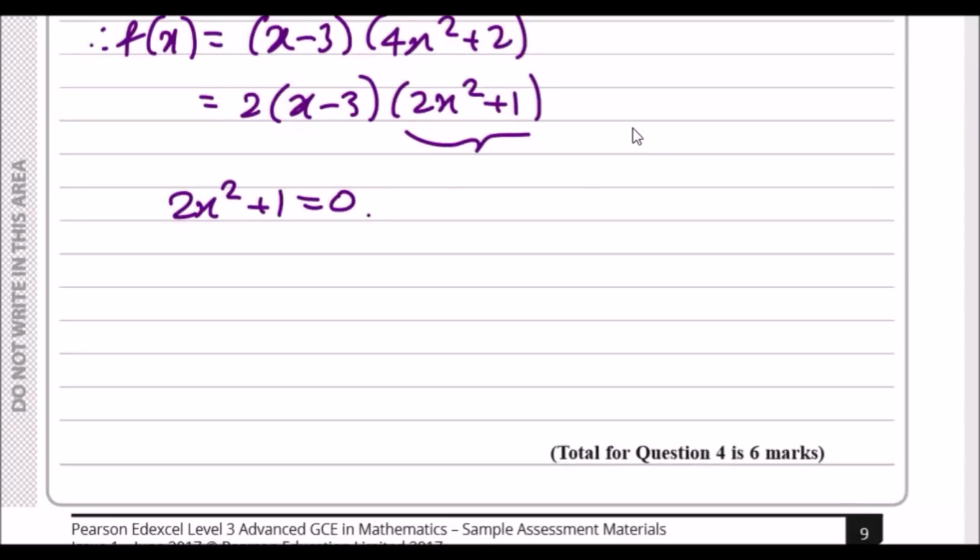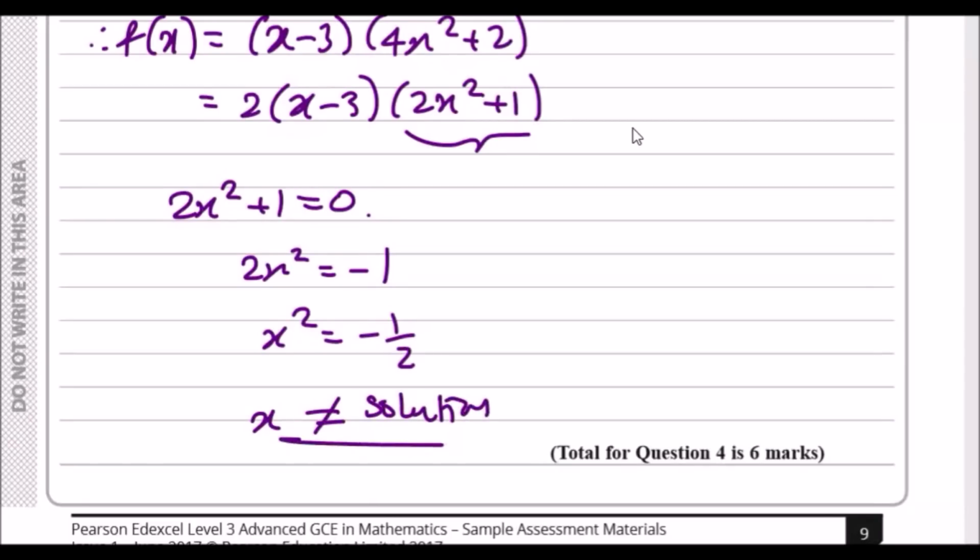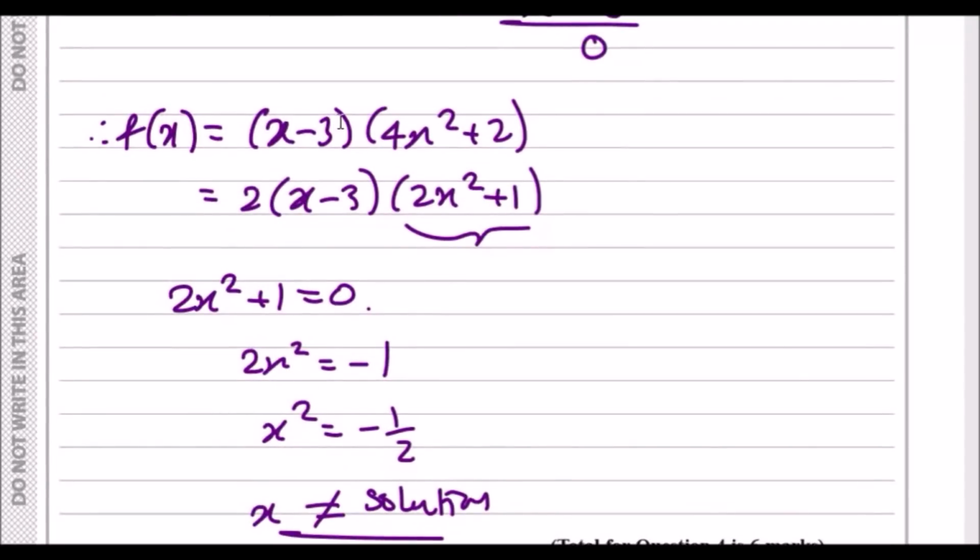if you move minus 1 across, you're going to get 2x squared equals negative 1, so x squared equals negative 1 divided by 2, and that's the problem. You cannot square root a negative number. So in this case, you cannot get a solution. Therefore we can pretty much say that x minus 3 gives the only solution, because when you set this to 0, you get x equals 3. That's really how you solve this kind of problem.